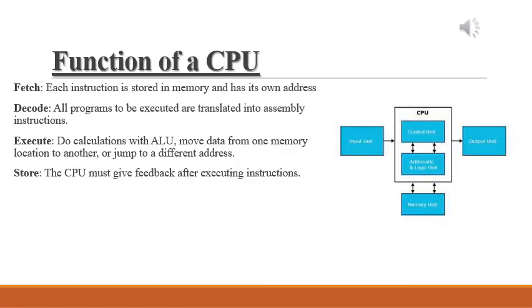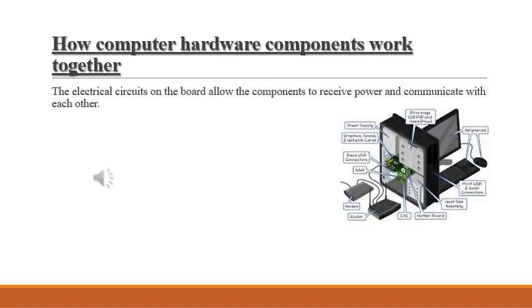In this slide, we are going to be talking about the functions of a CPU. Fetch. Each instruction is stored in a memory and has its own address. Decode. All programs to be executed are translated into assembly instructions. Execute. Do calculations with ALU, move data from one memory location to another, or jump to a different address. Store. The CPU must give feedback after executing instructions.